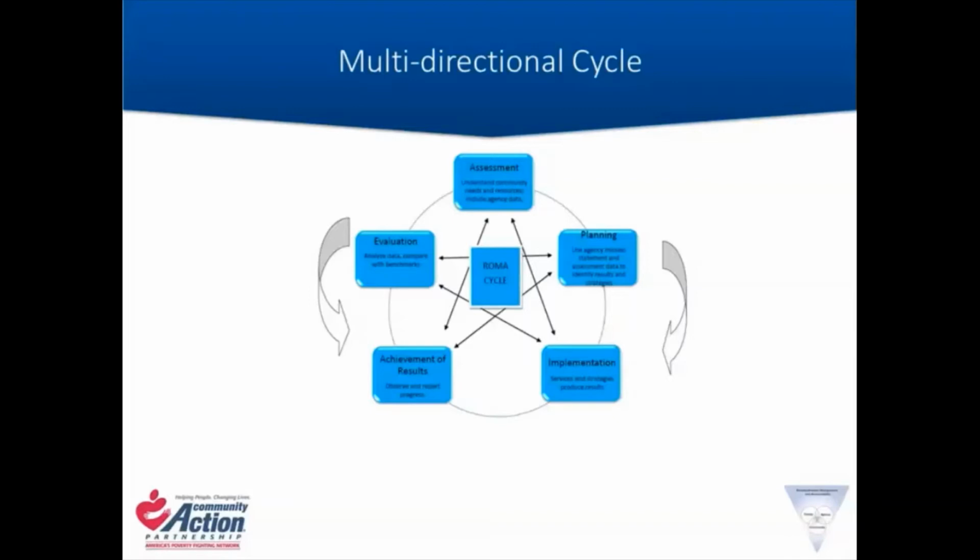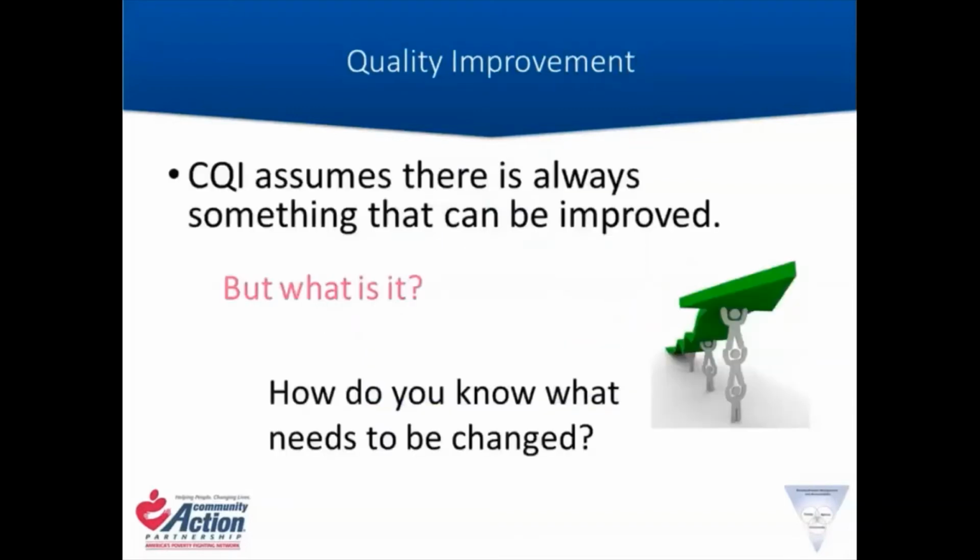And so while some other quality improvement cycles are not as complex as this, the ROMA cycle really gives us an opportunity to think about how the pieces of the activities in the performance management process work together to create the opportunities for improvement. As I said, there's an assumption that there's always something that can be improved. But what is that something? And how do you know what needs to be changed? That's the big question in quality improvement.